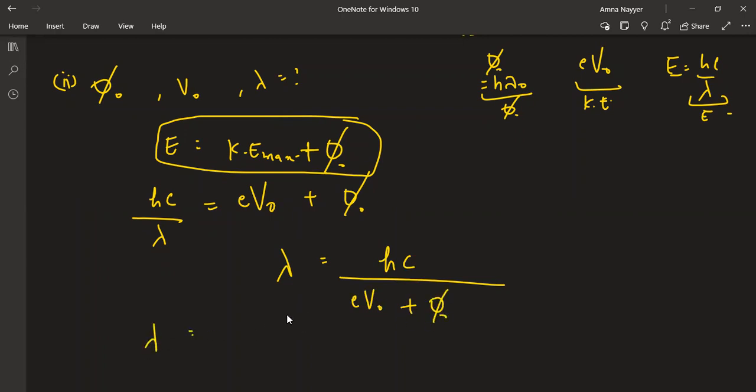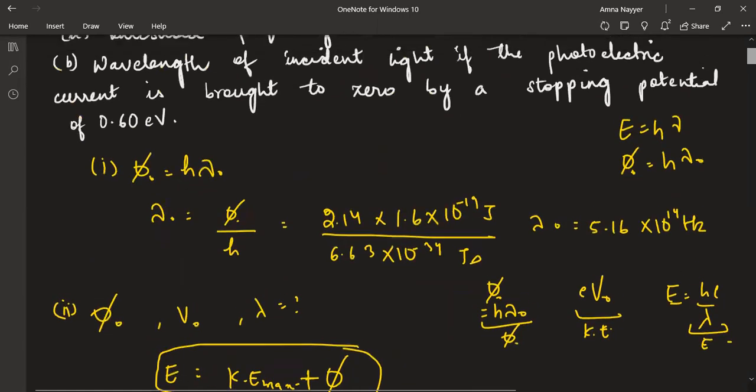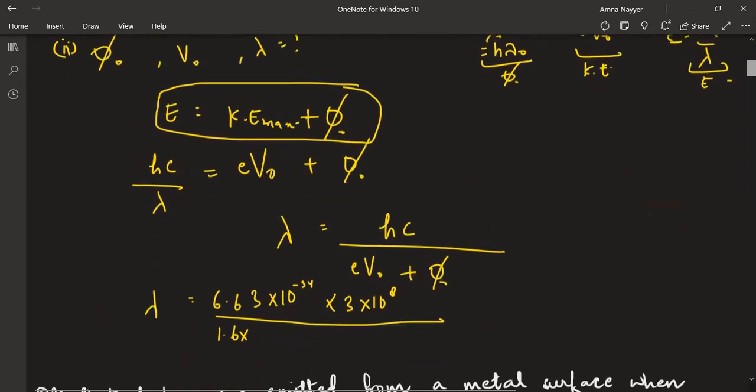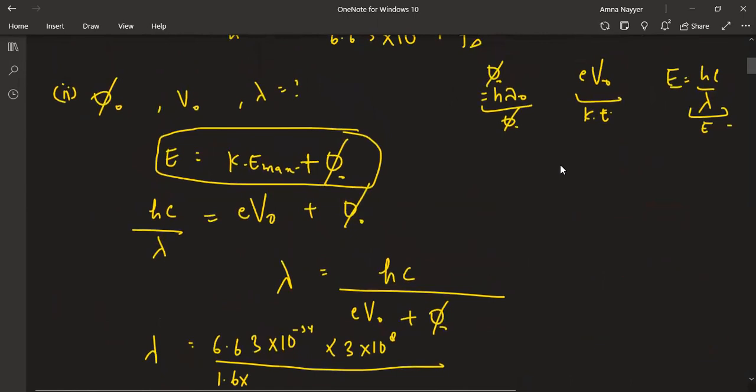Now just put in the values. This I will not be calculating, you can calculate and let me know. Planck's constant 6.63 into 10 to the power minus 34 joule seconds. Speed of light 3 into 10 to the power 8 meter per second. E, electronic charge 1.6 into, or rather eV naught is given. This is given, no? eV naught is given as 0.6 electron volt.